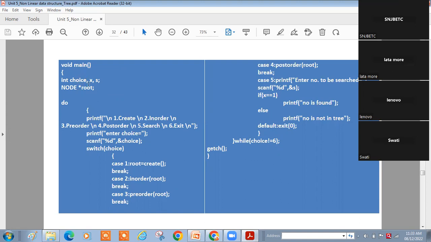And choice means which part we have to do, whether we have to create, or do pre-order, post-order. Those options we have to provide. That's why choice is given over here. So void main, integer choice, X comma S.